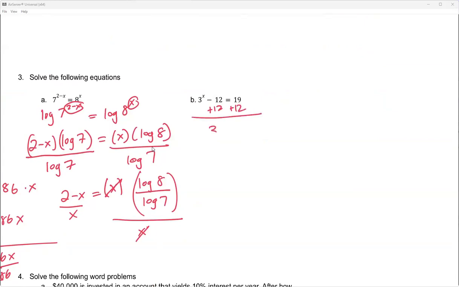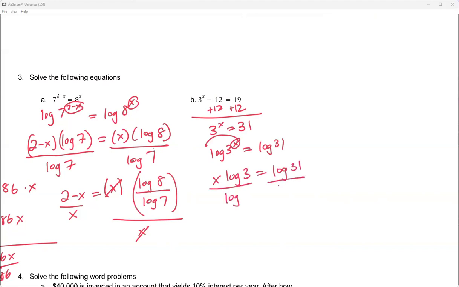All right, next problem here is I'm going to add the 12. So it'll be 3 to the x power is equal to 31, right? Then log both sides. Bring this to the front. X log 3 is equal to log 31. Divide both sides by log 3. X is equal to log 31 over log 3. That equals what? Log 31 divided by log 3. And that's 3.12.